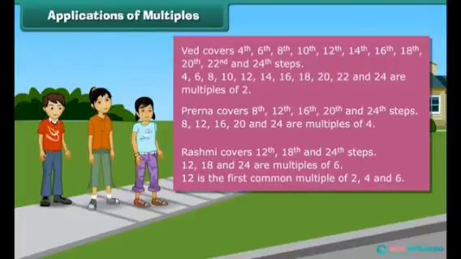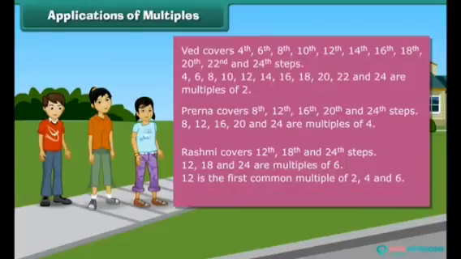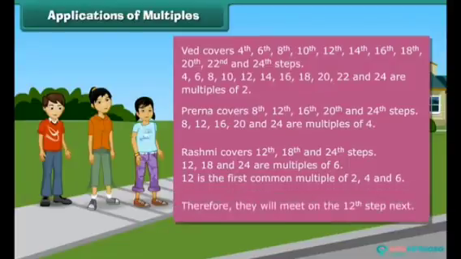12 is the first common multiple of 2, 4, and 6. Therefore, they will meet on the 12th step.